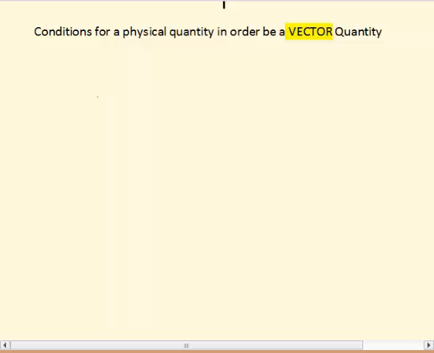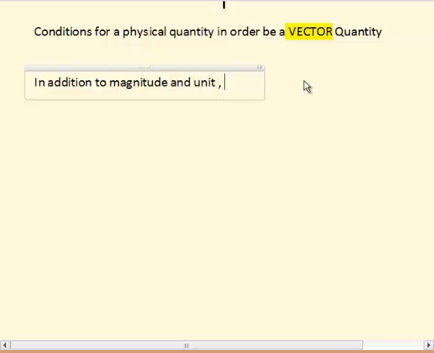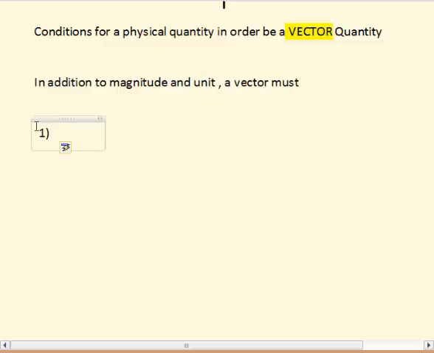Now let's discuss some conditions for a physical quantity in order to identify it as a vector quantity. There are three such conditions, so we'll write them down. In addition to magnitude and unit, a vector must, point number one, have a specific direction.